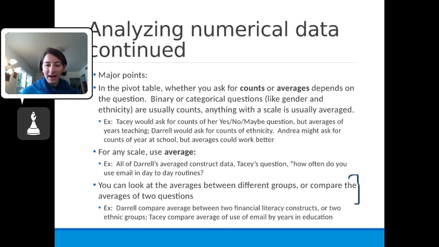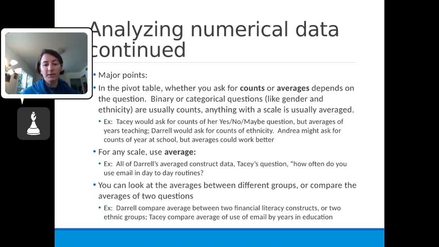You can also look at the averages between groups or compare the averages of two questions. All right. So if Tacey was interested in, well, I had counselors at regular public high schools and I had counselors at charter high schools, and she may want to compare: are counselors at charter high schools more likely to use email than counselors at regular high schools? And so she could use those pivot tables and those averages to say, oh, well, the average at regular high schools is 2.5 and the average at charter schools is 5. That's very interesting.